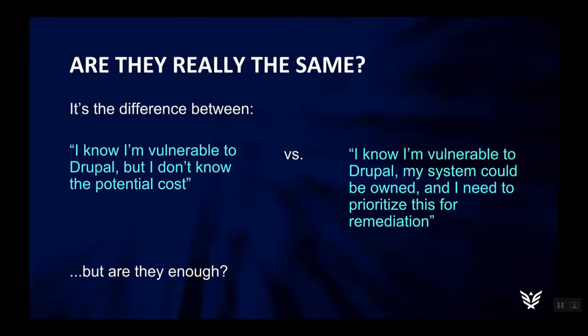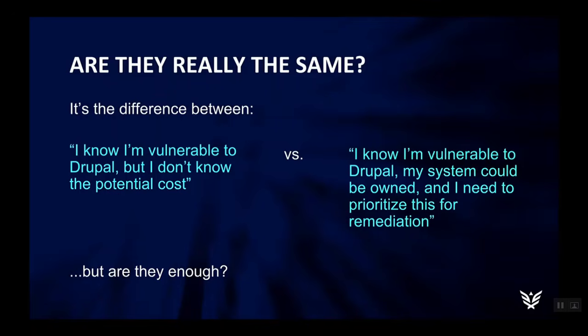So are these processes really the same, right? It's a simple thing. There's a difference between knowing I'm vulnerable to Drupal and actually knowing that Drupal can be exploited, right? So if I'm vulnerable, I don't know the potential cost across all the systems. Maybe there's 150 or 200 systems that are vulnerable, but I don't know what those systems make up. I don't know what they actually contain. Do I need to focus all my time there?